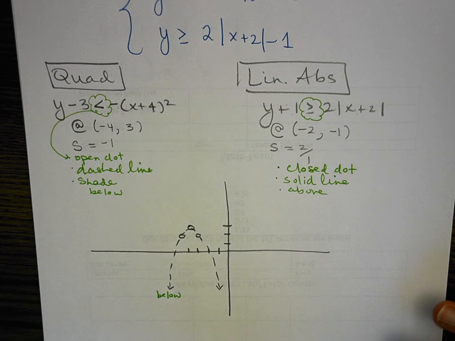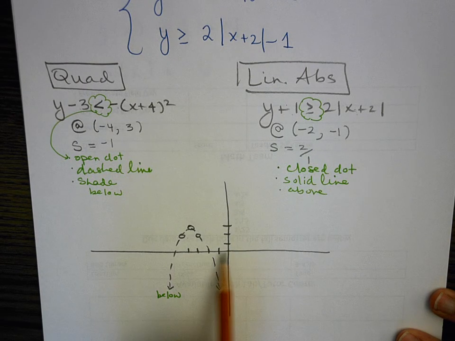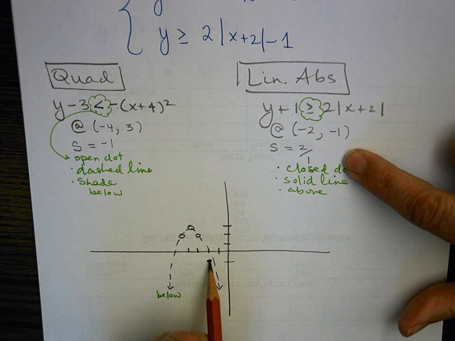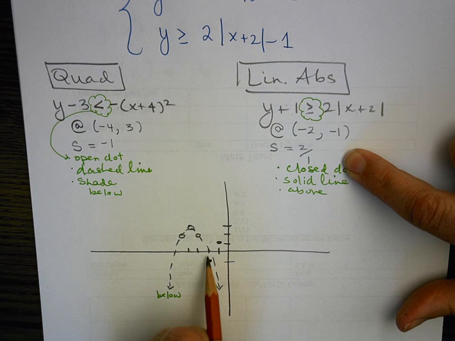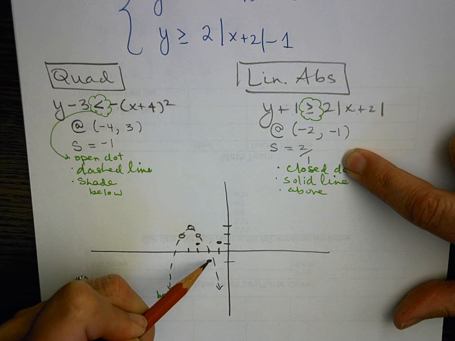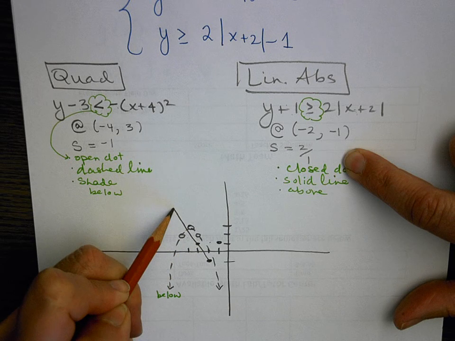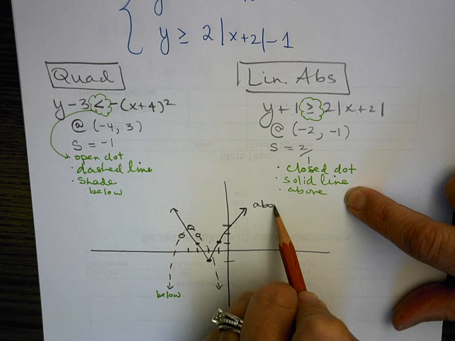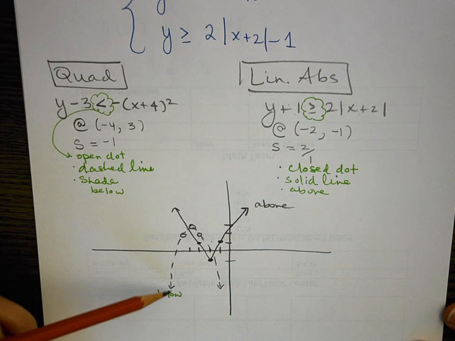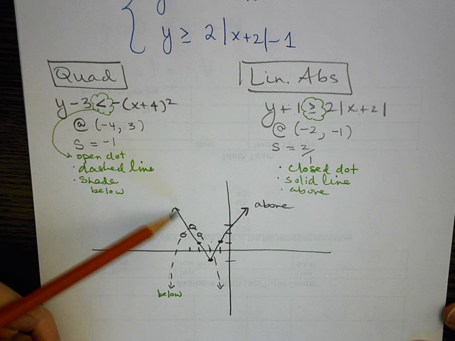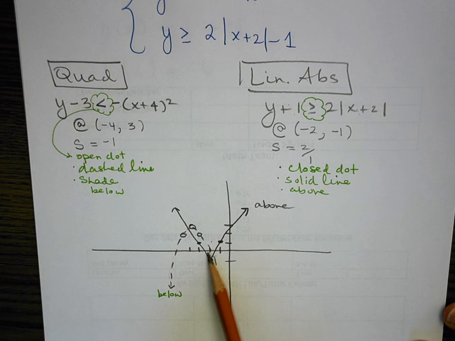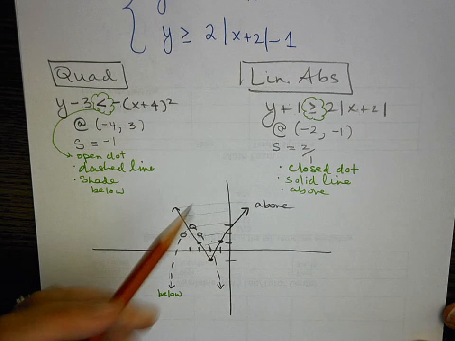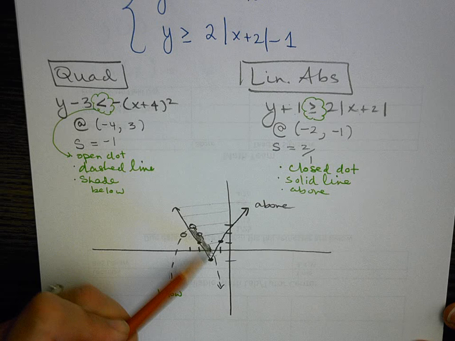So I have -2, -1, and then a closed dot, and then a slope of 2. So I'm going to go up 2 over 1 and reflect to the other side. And I want to be above. Okay, so I need to be below the quadratic, but I need to be above this line. So if I'm going to be above this line, it would be all of this section. But of that section, the only part that is staying below the quadratic is this tiny little piece right here. So that would be my solution there.